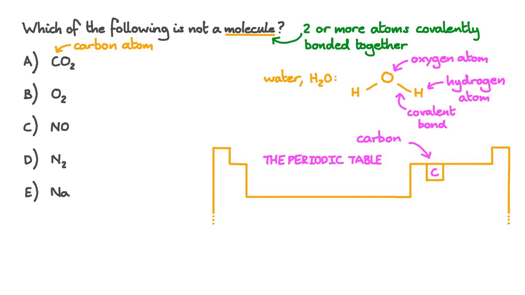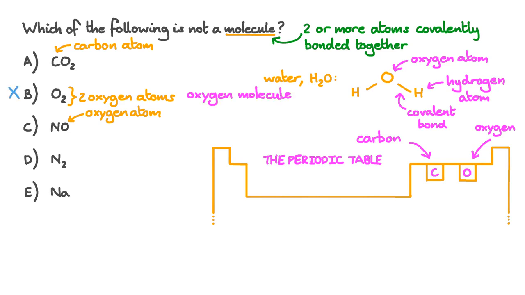So when we look at our formulas, whenever we see a capital C like that, it indicates we've got one carbon atom. O is the symbol for oxygen, so where we see O, we know we're talking about an oxygen atom. And when we see a little 2, that means we have two of that thing. So O2 means two oxygen atoms. This is the symbol for an oxygen molecule, two oxygen atoms covalently bonded together. So we know it's not the correct answer because we're looking for something that's not a molecule.